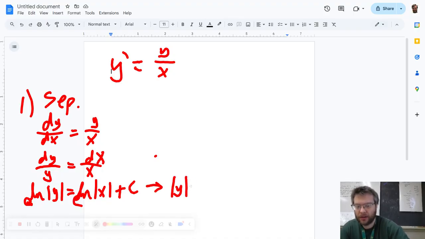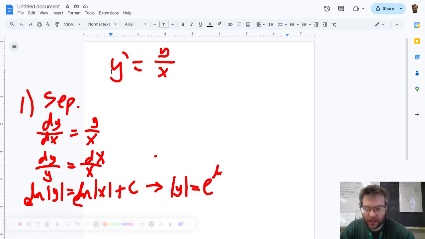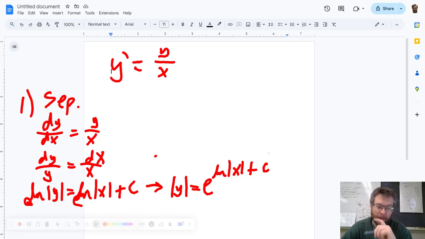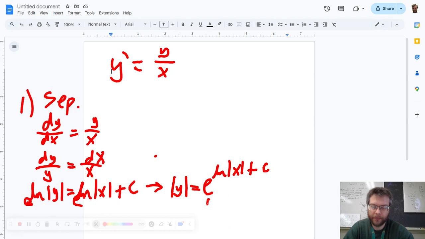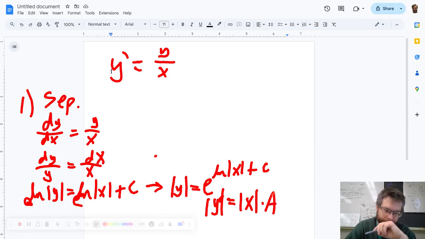Absolute value of y equals, and be careful, a lot of you guys have been doing this wrong. You have e to the natural log absolute value x, and the plus c is in the exponent. That's really important. Addition in the exponent means multiplication down below. So we have absolute value of y equals, e to the natural log cancels out, so I have absolute value of x, and then e to the c is just another constant times a.